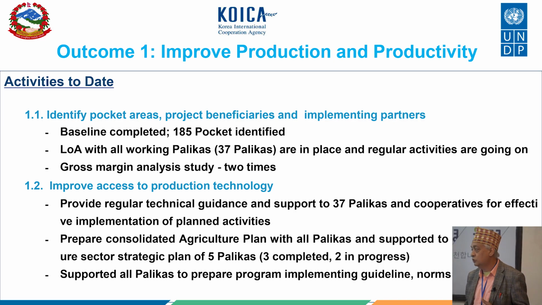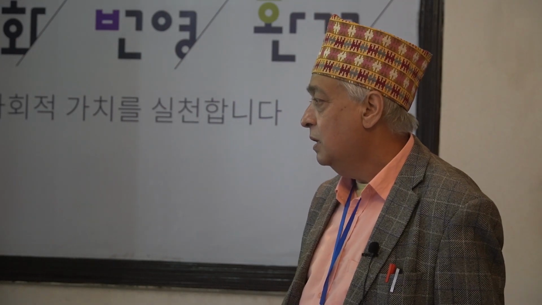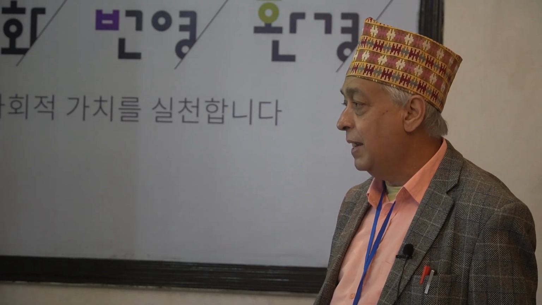We also supported making strategic plans, because most of the palika do not have a strategic or long-term plan for agriculture. Though we do not have a lot of resources for that type of support, we are piloting in 4 or 5 palika to make their 5-year or 10-year agriculture plans, so that they will be guided accordingly. So we are supporting the long-term strategic plans of 5 palika, of which 3 are already completed and 2 are in progress.